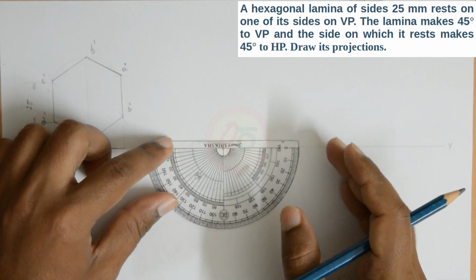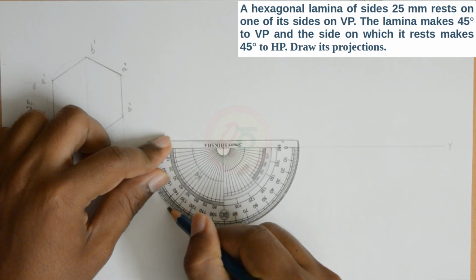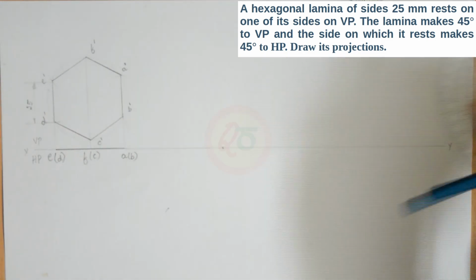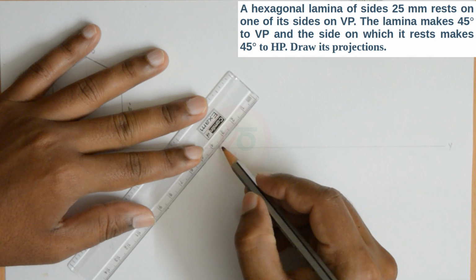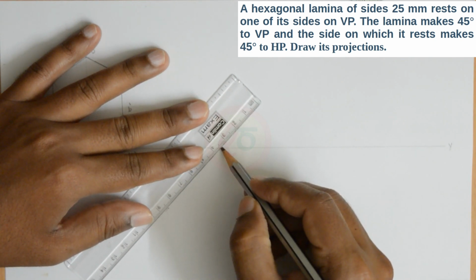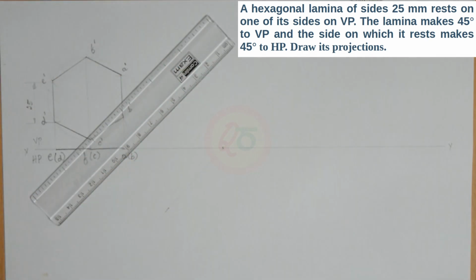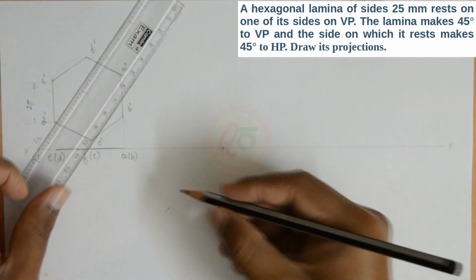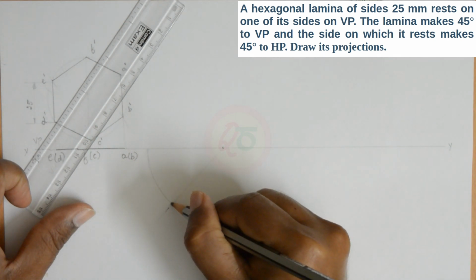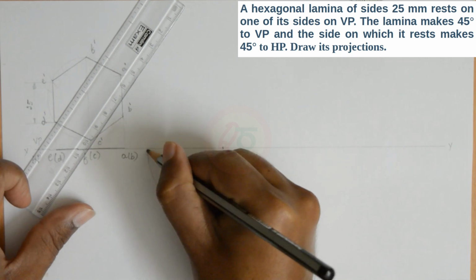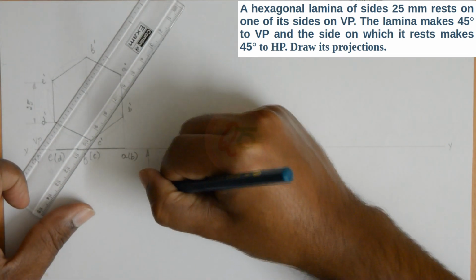Measure 45 degrees. With a 2H pencil, connect and dimension the 45 degrees. The dimension I will write with a 2B pencil.